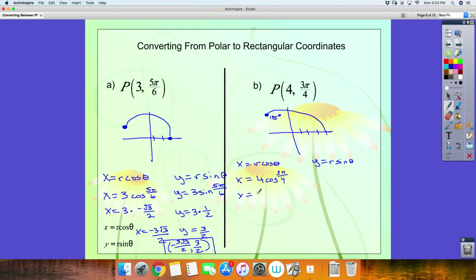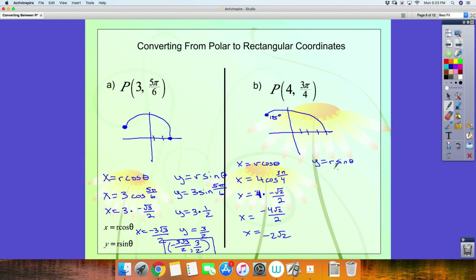So x equals 4 times, and sorry, a lot of times when I write a 4, my board turns it into a 9. And I look on my unit circle for 3 pi over 4, and that gives me a cosine of negative root 2 over 2. So now I have x equals negative 4 root 2 over 2, which can be simplified into just negative 2 root 2.